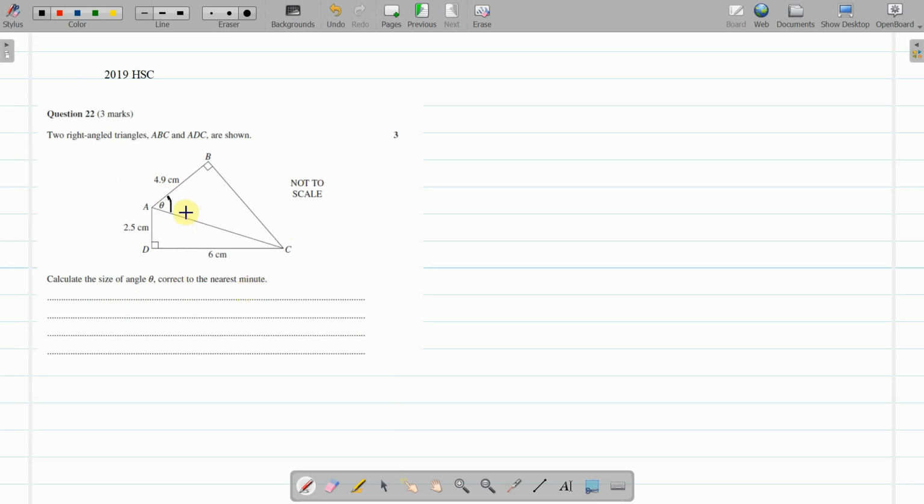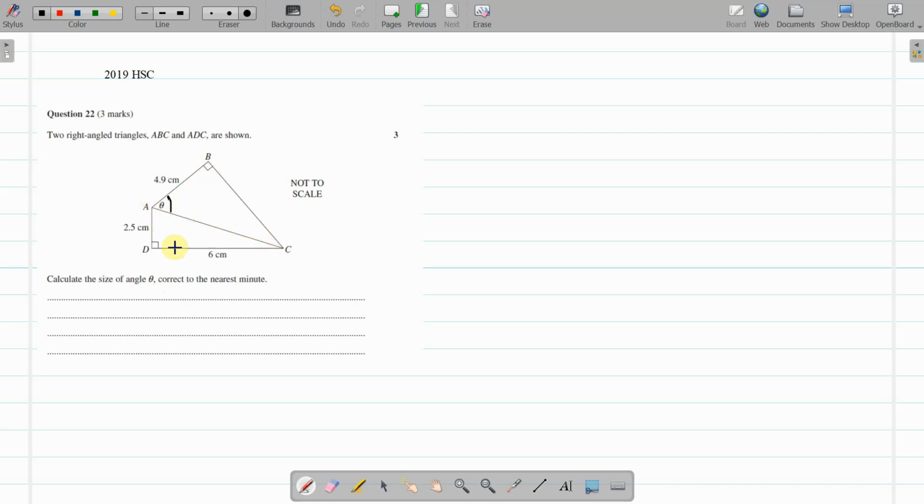Okay. Now, we've got to find that angle. We need 2 sides to use right angle trig, and we've only got 1. We can't use the sine rule either, because we haven't got any angles except the right angle. So we're going to have to do a bit of a stepping stone. So I'm going to find the length of AC.